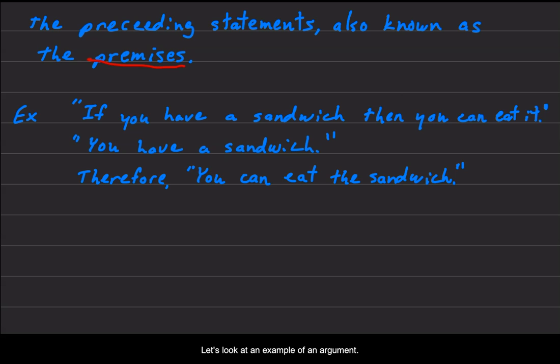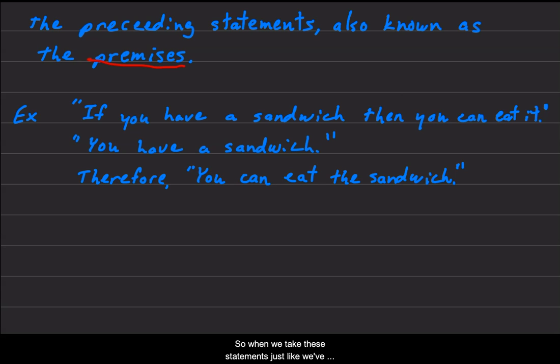Let's look at an example of an argument. In this example, we have two different premises. First one, if you have a sandwich, then you can eat it. The second premise, you have a sandwich. And then the conclusion, therefore, you can eat the sandwich.